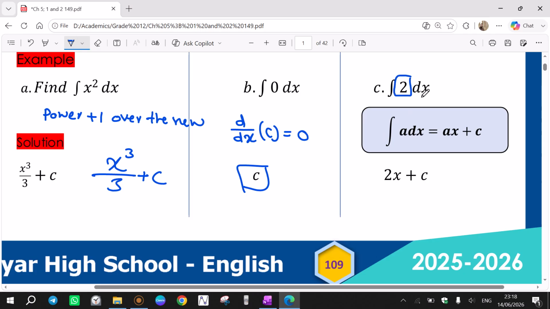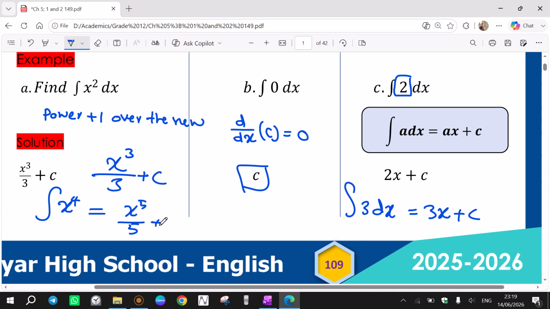Integral of any constant, we just add an x next to it. Like integral of 2 is 2x. Integral of 3 is going to be 3x. And there is always plus c. So let's repeat quickly. When x has power, the integral will be power plus 1 over new power. Like, guess the integral of x power 4. Integral of x power 4 will be x power 5 over 5, and there is always plus c. Integral of 0 is c, that's a rule. And integral of any single number, any constant, the number stays the same, we only write x next to it.